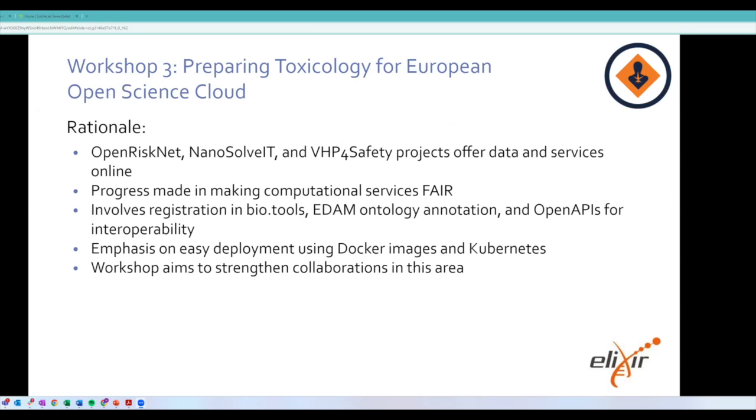So the rationale here is, we see the project OpenRISNet, they did a lot of foundational work in making an interoperable cloud for predictive toxicology. NanoSolvit did that for NanoSafety, and in PHP for Safety, we are picking up these solutions and continue working on that, which you can ask me about at some point later. And again, how do we make things interoperable with ontology annotations and open APIs and sorts? That leads to two parts for this workshop. Again, we're aiming for a two-day workshop.